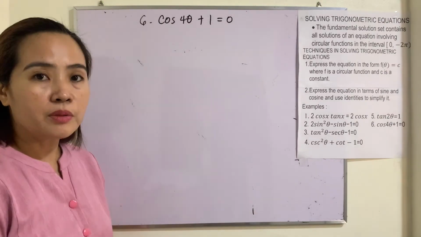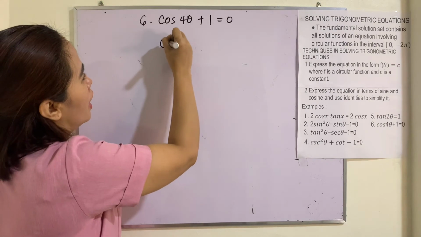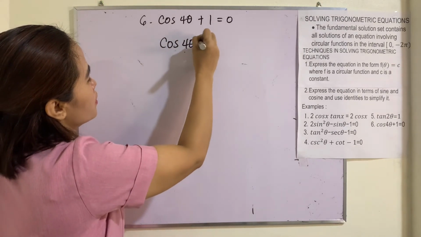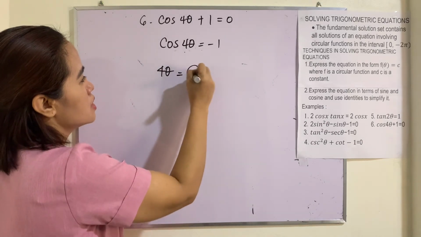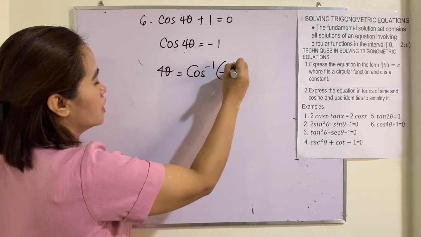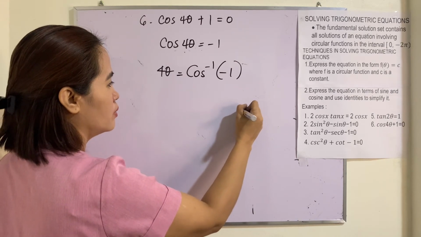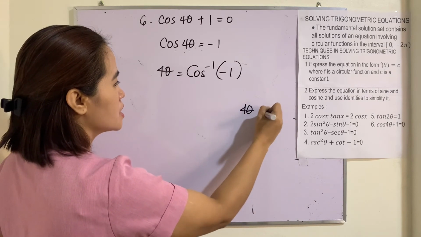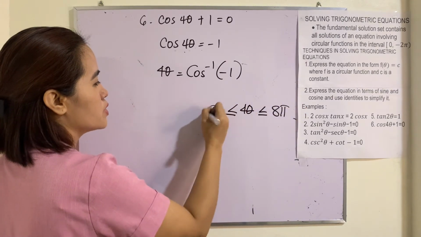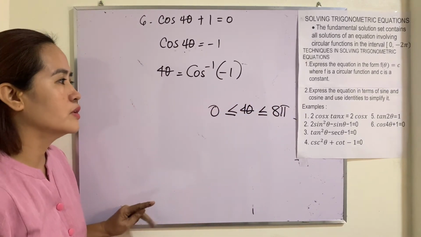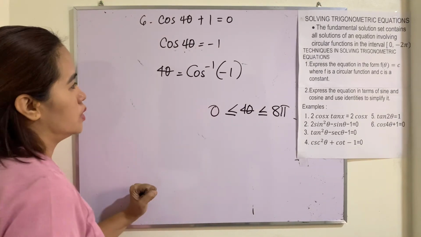292.5 degrees. Example number 6, we have cosine 4 theta plus 1 equals 0. I will transpose 1 to the other side. This is negative 1. So 4 theta is equivalent to arc cosine negative 1. So we will be using this interval this time. 4 theta is less than or equal to 8 pi, greater than or equal to 0. Or this one is equivalent to, of course, 4 complete turns.